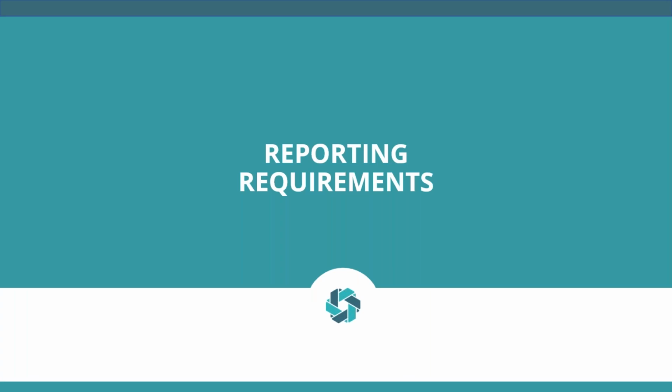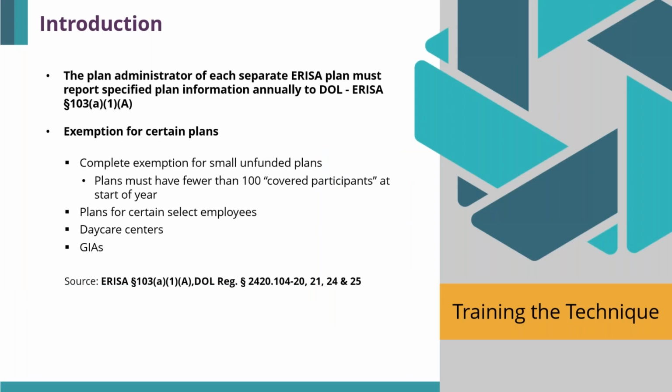Reporting requirements. Again, the plan administrator for each separate ERISA plan must report specified plan information annually to the IRS and the DOL. There are exceptions for small plans. If you're a small unfunded plan, and we're talking about the beginning of the year, with less than 100 covered participants, which means employees, you don't have to file a 5500. So if you're insured or unfunded with under 100 participants, you don't have to file, and that's determined at the beginning of the plan year. But again, that's determined by each separate ERISA benefit. And the only way you can file one 5500 for all your benefits is by adopting a wrap plan.